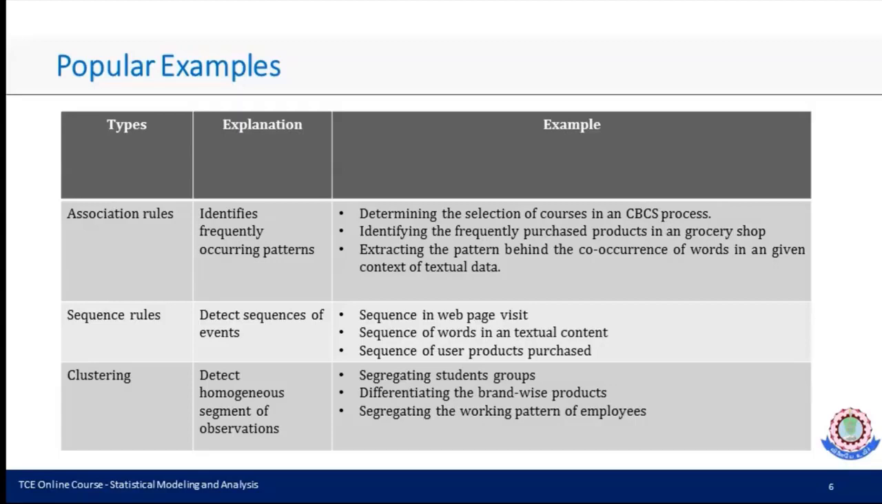And the third category is clustering. Here, these are data segmentation methods used to detect homogeneous segments of observations. As an example, we can say segregating student groups, differentiating brand-wise products, and segregating the patterns of employees in a given organization.